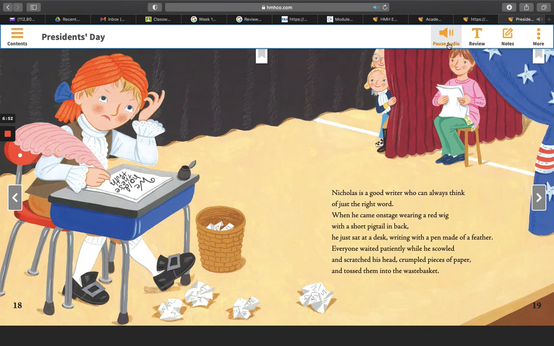Nicholas is a good writer who can always think of just the right word. When he came on stage wearing a red wig with a short pigtail in back, he just sat at a desk, writing with a pen made of a feather. Everyone waited patiently while he scowled and scratched his head, crumpled pieces of paper, and tossed them into the wastebasket.